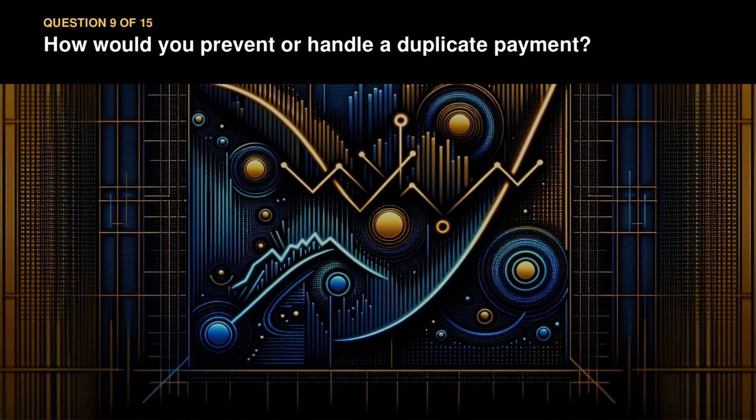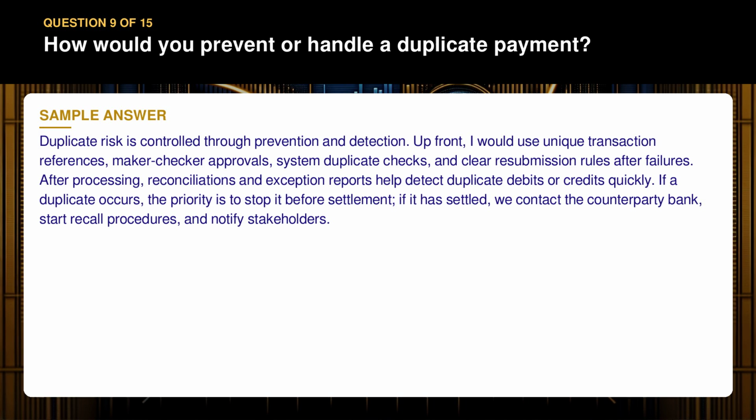Question 9. How would you prevent or handle a duplicate payment? Duplicate risk is controlled through prevention and detection. Upfront, I would use unique transaction references, maker-checker approvals, system duplicate checks, and clear resubmission rules after failures. After processing, reconciliations and exception reports help detect duplicate debits or credits quickly.